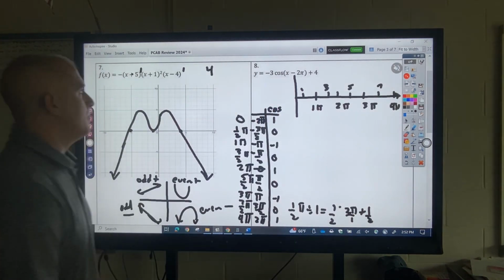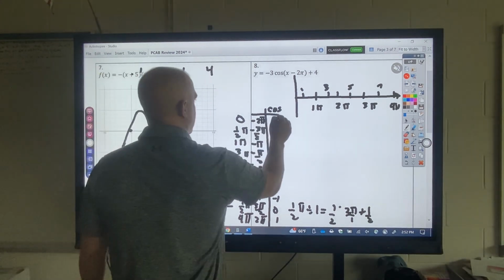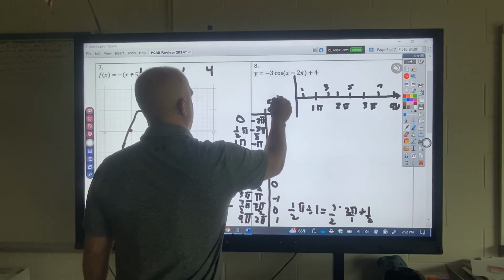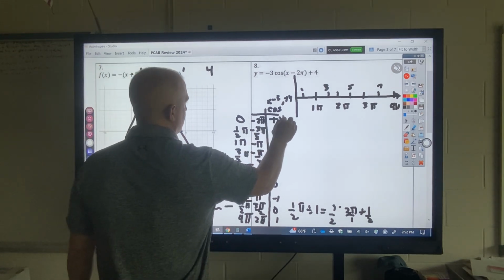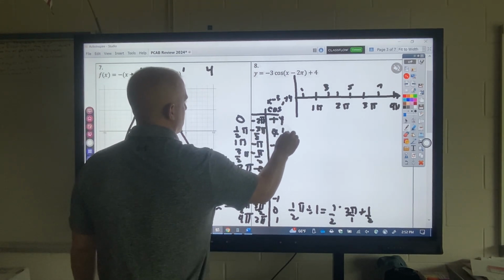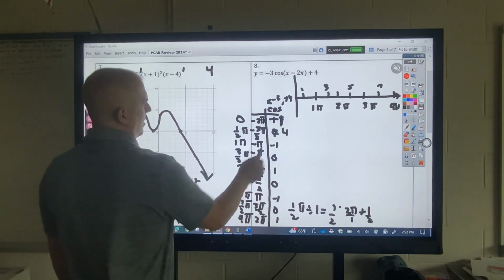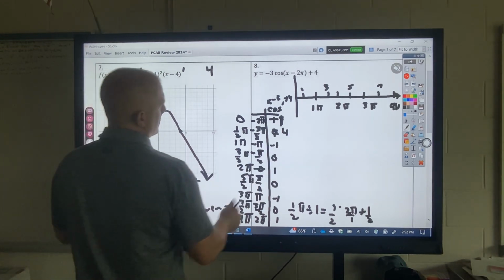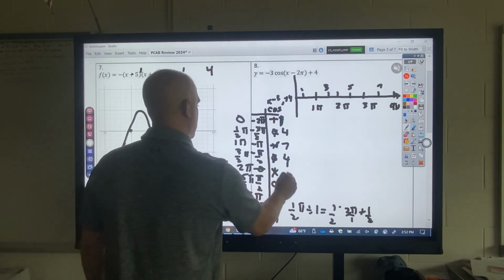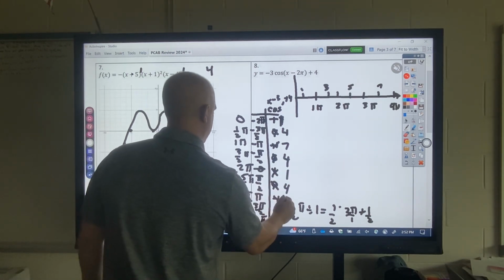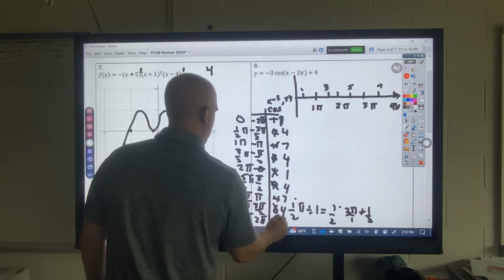Okay, all right. What else am I going to have to do? Multiply by -3 and add 4. So -3 plus 4 would be 1 still. That'd be 4. Okay, 3 plus 4 would be 7. So same thing all the way down: 4, 1, 4, 7, 4, 1.